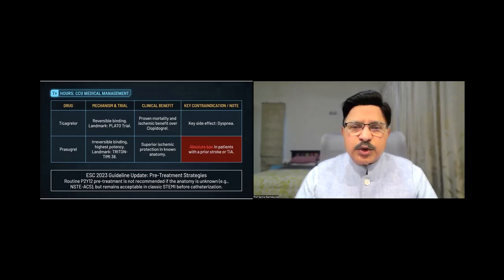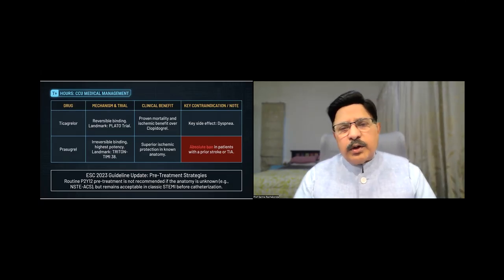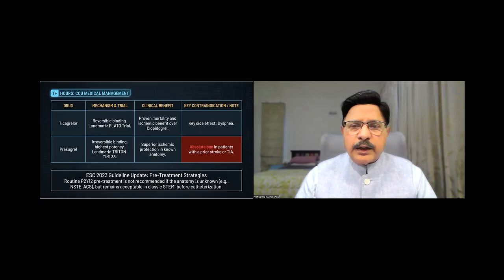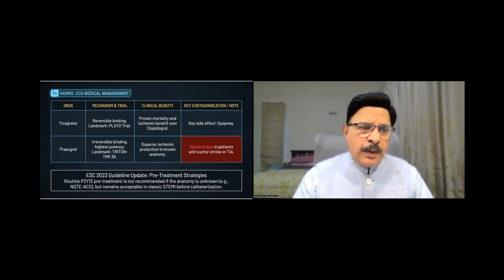So you must switch over to ticagrelor. Loading dose clopidogrel followed by ticagrelor. The key side effect is that the patient might develop some dyspnea.